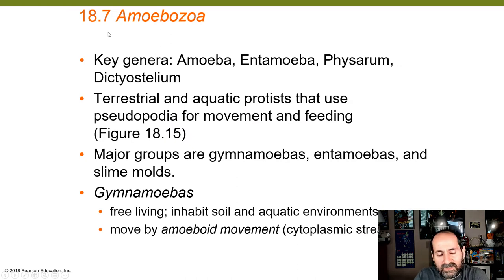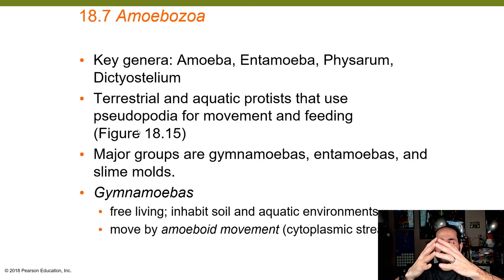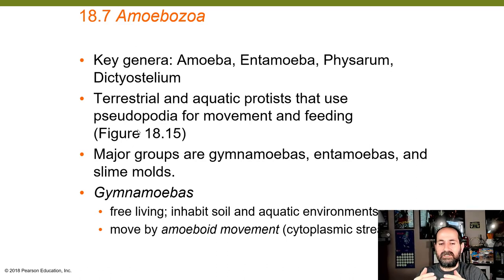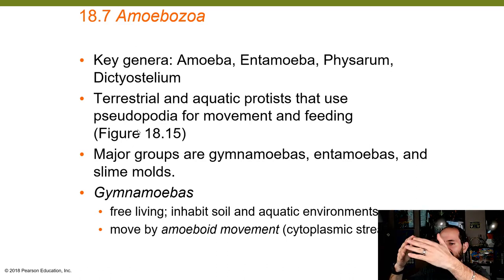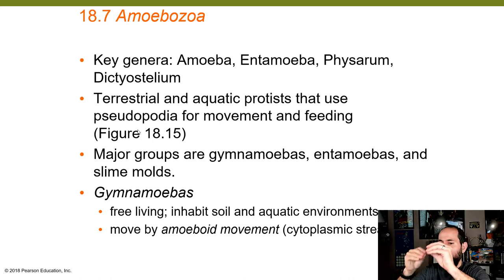All right, last group here, we're going to talk about of the protists, Amoebozoa. These are amoeba, essentially, terrestrial and aquatic protists that use pseudopods. And remember what pseudopods are, if you don't know. Pseudopods roughly translated to fake feet. These are organisms where the plasma membrane can move around. And they utilize extending plasma membrane for motility. The reason the plasma membrane extends is because of microfilament rearrangements in the cortex underneath the plasma membrane.